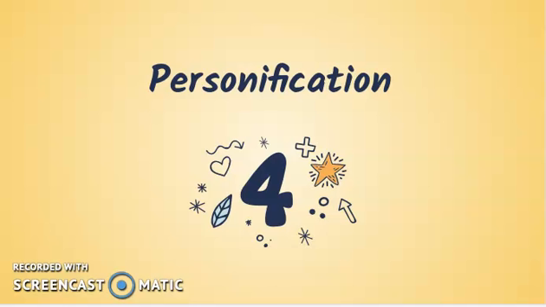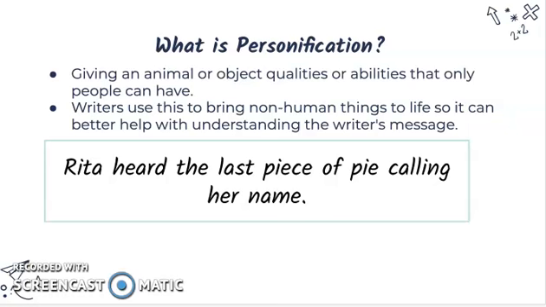The last one is personification. What is personification? Well, it is used to give an animal or object qualities or abilities that only people can have. It gives emotions to the objects or animals, and writers use this to bring non-human things to life, so it can better help with understanding the writer's message. Exactly like the other three, personification is not supposed to be taken literal. Let's look at this example. Rita heard the last piece of pie calling her name.